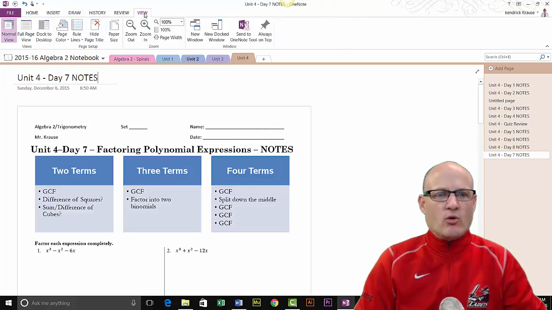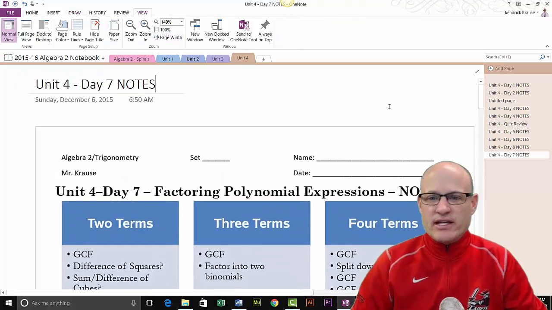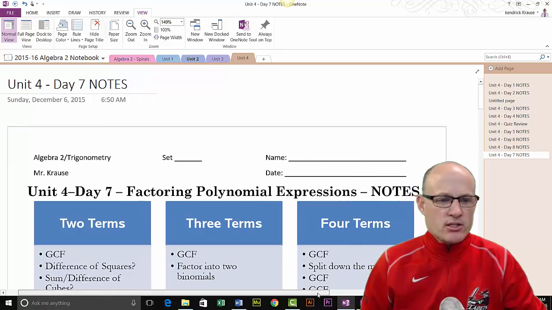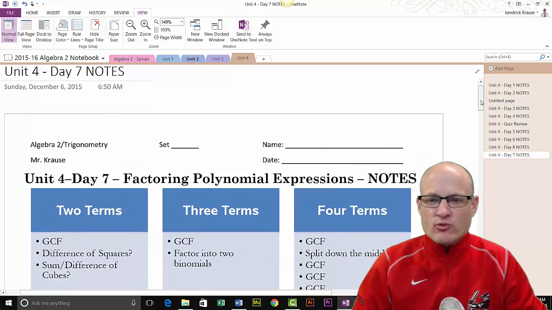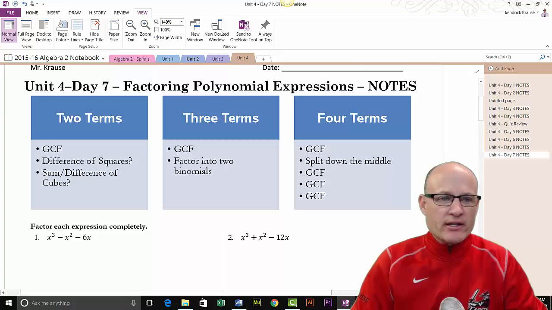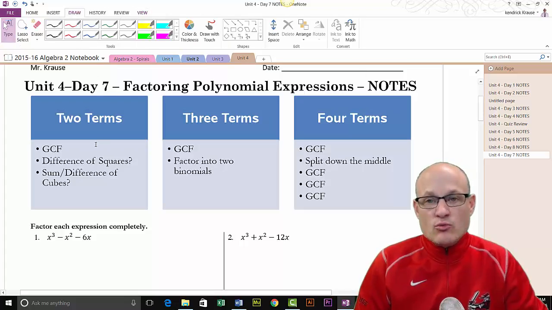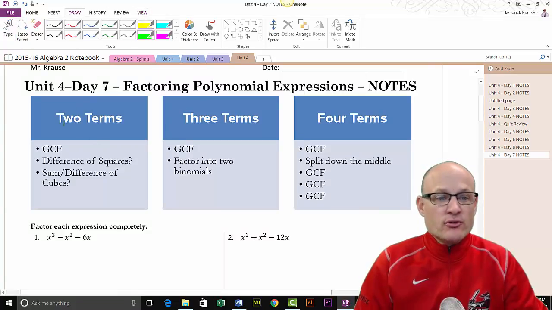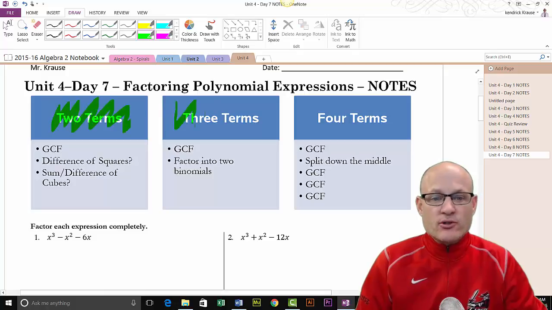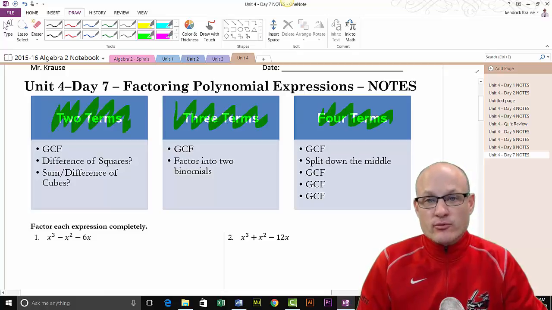Right, here we go, kids. Here we go. We're on day 7. I'm trying to teach you how to factor polynomials. We've got 3 different scenarios going on here: if we have 2 terms, 3 terms, and 4 terms.